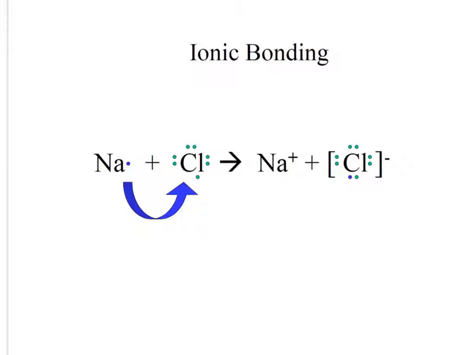In ionic bonding, an electron is transferred from sodium to chlorine. This produces a positive and a negative ion, both with full octets. The oppositely charged ions will then stick together due to electrostatic attraction. And this is a very exothermic process.